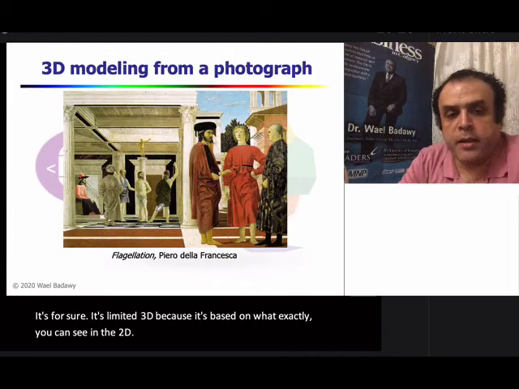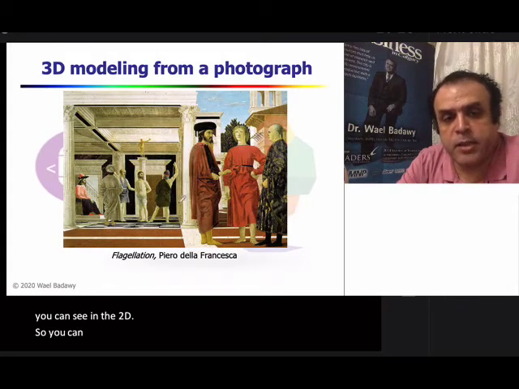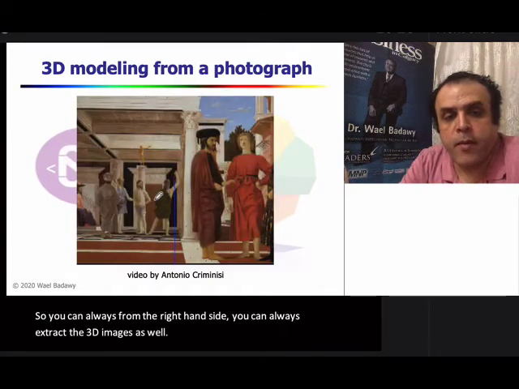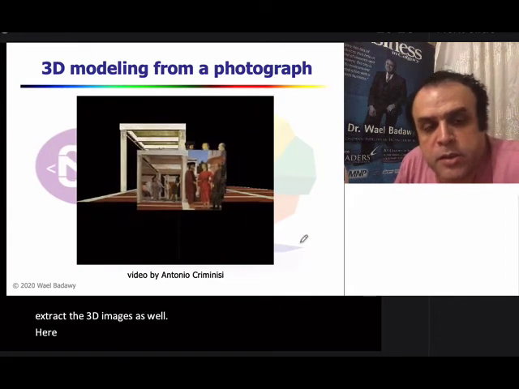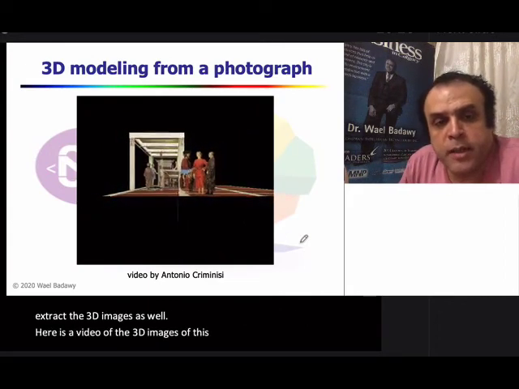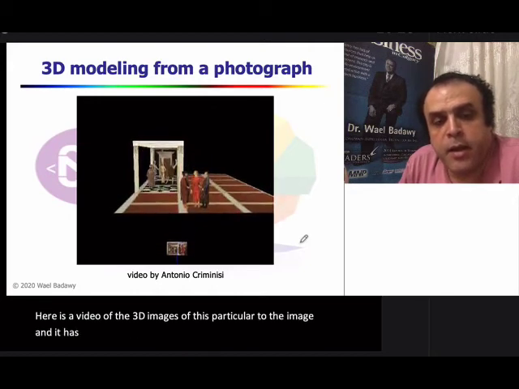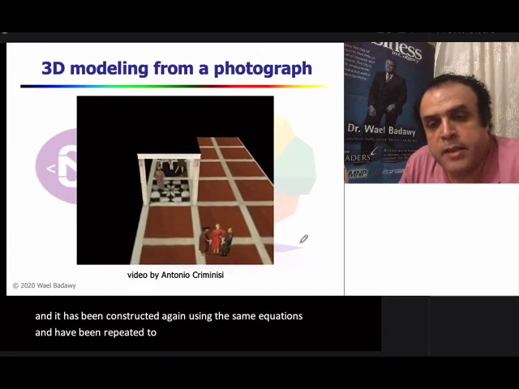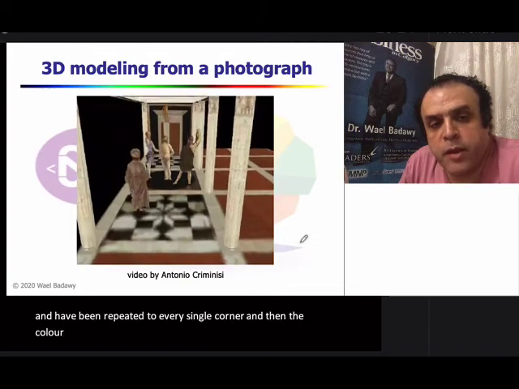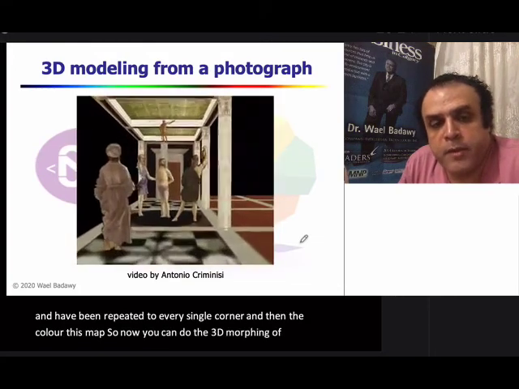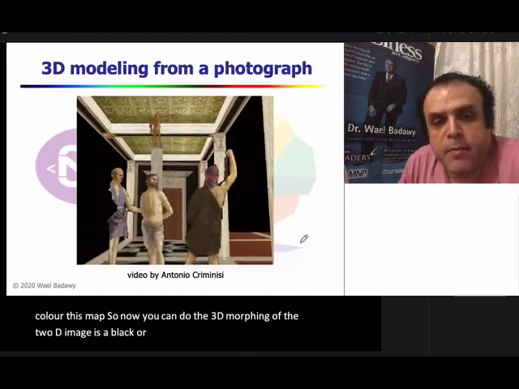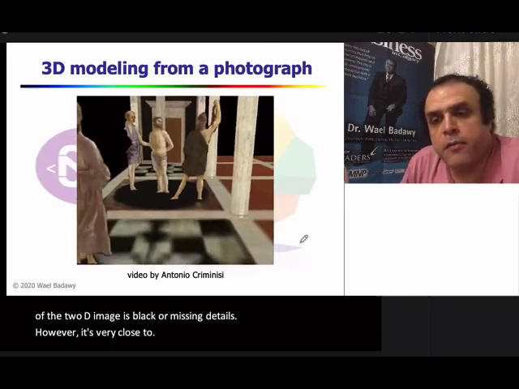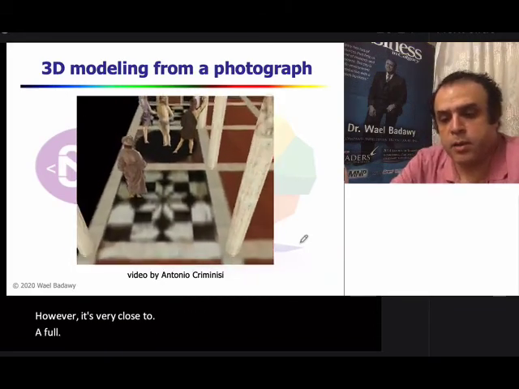So you can always, from the right hand side, extract the 3D images as well. Here is a video of the 3D images of this particular 2D image, and it has been constructed again using the same equations repeated for every single corner, and then the color is mapped. So now you can do the 3D morphing of the 2D image. The black areas are missing details. However, it's very close to a full 3D model.